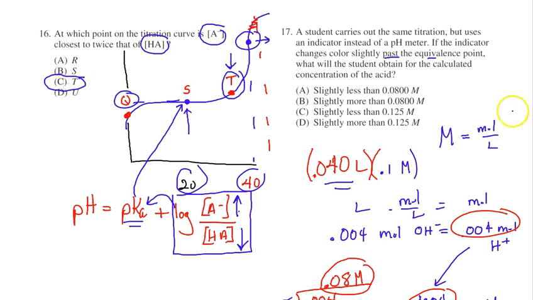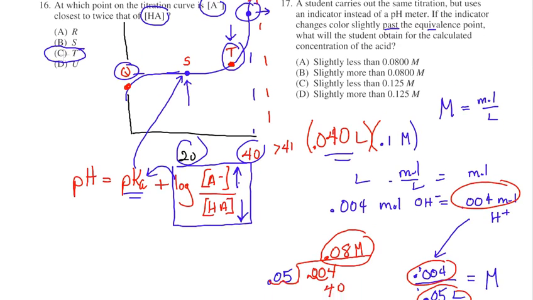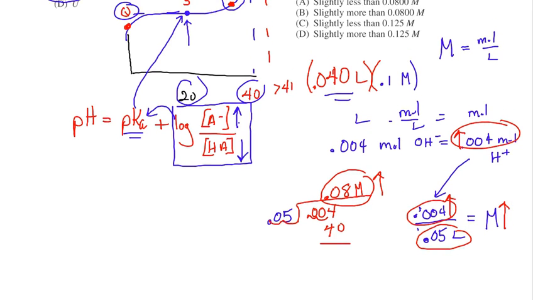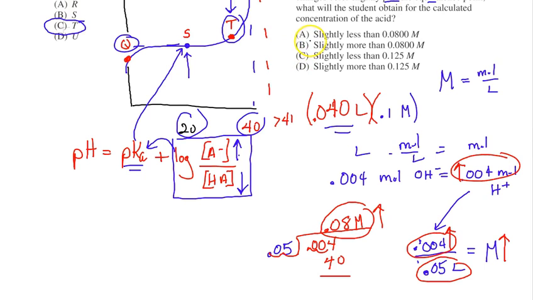But if the indicator is a little past the equivalence, we would be adding something greater than 40, like 41 or 42. And what would that do? Well, having more would increase my moles of what? My base added, and it would increase my moles of the what? Acid that we think we have, which would increase my molarity above 0.08. Okay, so that's why slightly more than 0.08 is the answer.